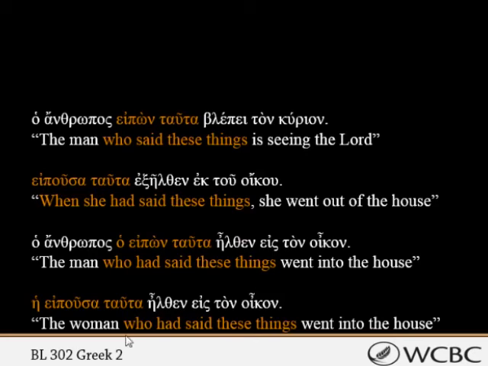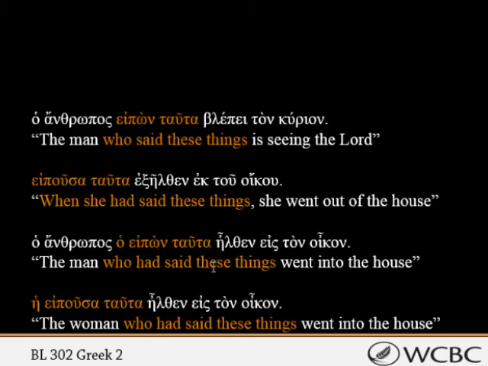Ha anthropos, ha epon, tauta, elthen, eis ton oikon. So we have the same noun, ha anthropos, as the first example. We actually have the same participle, epon, tauta. The main difference is that we have an article here. Usually the article is indicating that we have the attributive function of the participle. So we'd say the man who had said these things. Now notice that there's a little difference in the translation: the man who said these things, or the man who had said these things.